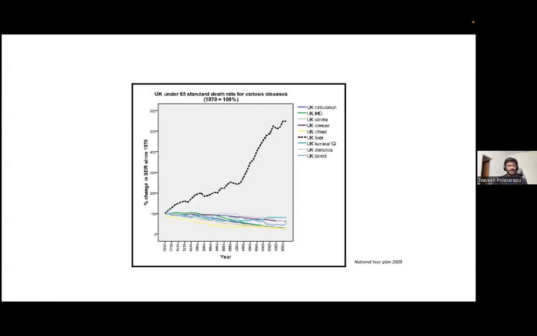So why is it important? Because as we know, throughout the world, liver diseases are growing in number. This slide is from the UK, which shows that liver-related mortality for patients who are under 65 is significantly growing compared to other diseases, like, for example, diabetes, or chest diseases or strokes or ischemic heart disease or circulatory disorders. All these disorders are reducing in number. The only disease which is actually growing in number is liver cancers and liver-related diseases.